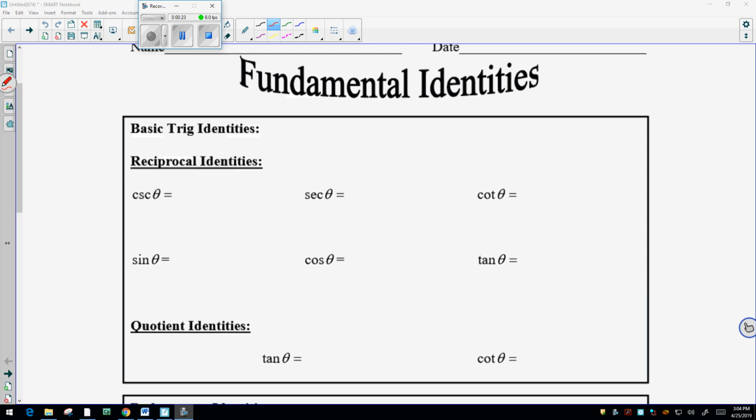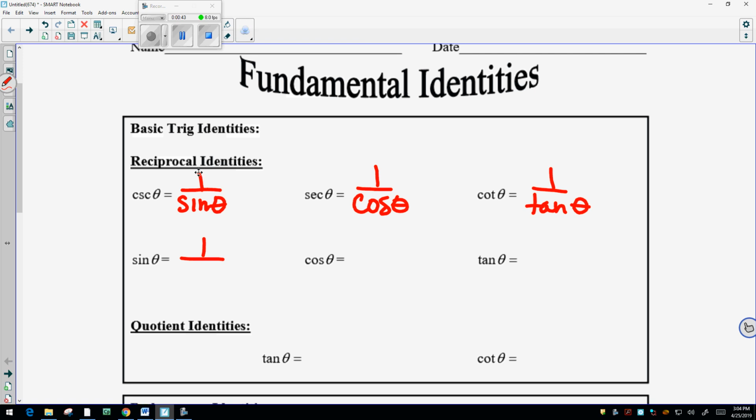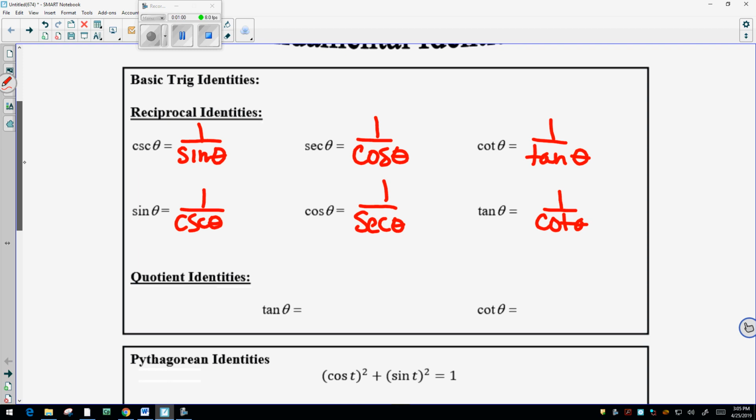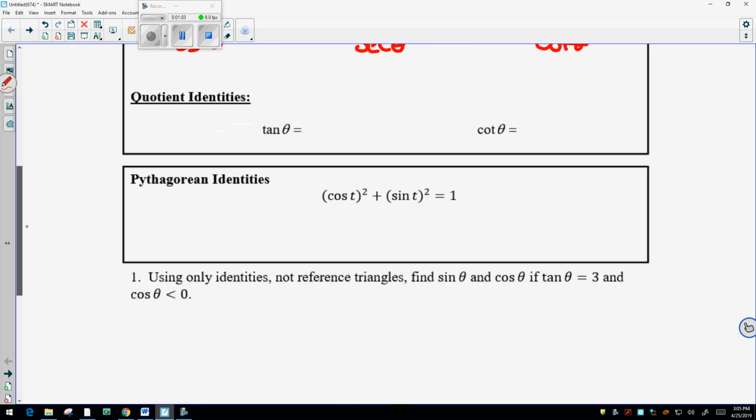So think 1 over. Cosecant's reciprocal identity is 1 over sine theta. Secant's reciprocal, 1 over cosine theta. Cotangent, 1 over tangent theta. And now when we get to sine, we think reciprocal of sine is 1 over cosecant. Cosine is 1 over secant. And tangent is 1 over cotangent. So these are all equal identities that we can use as we're trying to simplify some trig statements.